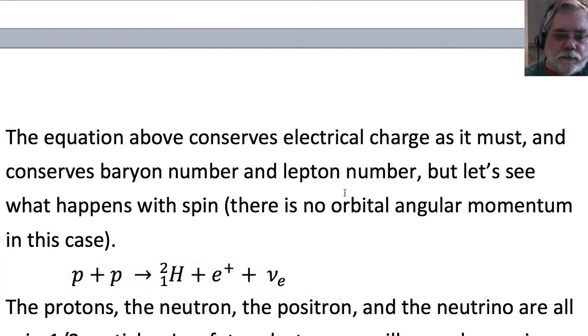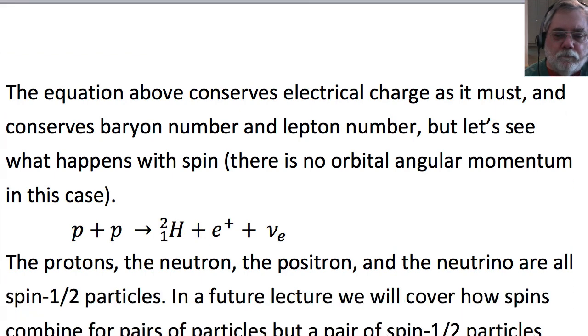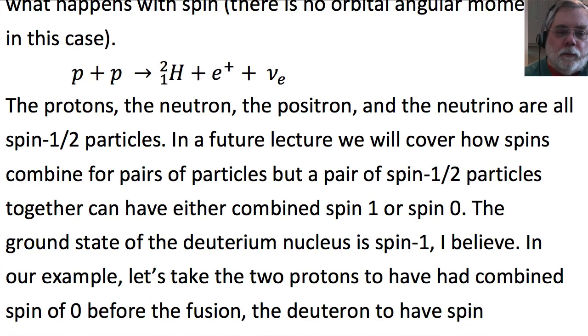It conserves lepton number. There were no leptons on the left side. There are no leptons in the deuteron. The lepton number for the positron is -1, and the lepton number for the neutrino is +1, so it conserves lepton number. But the reason why we want to use this example is to see what happens with spin. There's no orbital angular momentum in this case, so we'll only be dealing with spin angular momentum. The protons, the neutron, the positron, and the neutrino are all spin 1/2 particles.